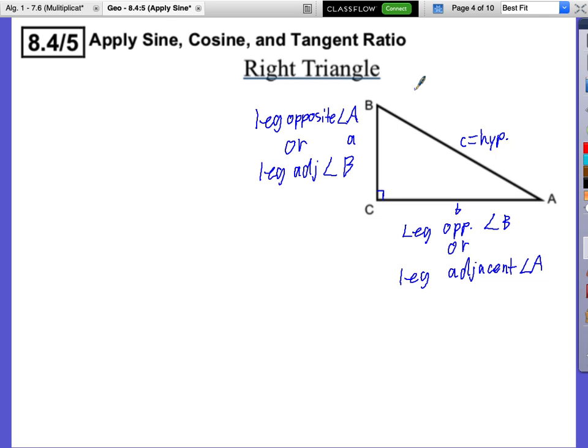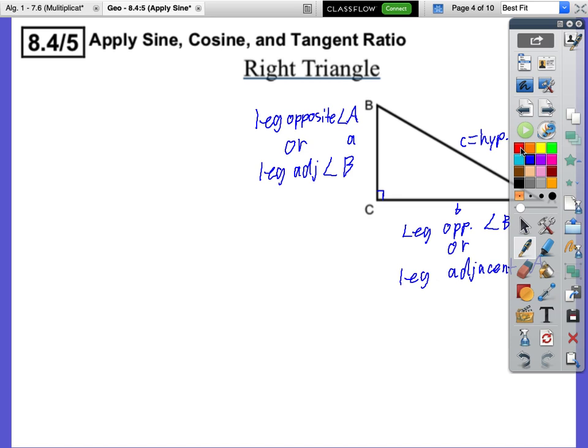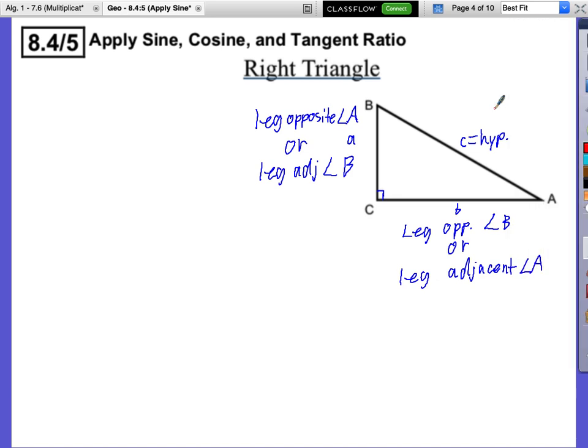Before we do, though, I want to talk about this a bit more and say it's all based upon what angle we're talking about here. So if we were talking only in terms of angle A, say we didn't even know this was angle B, and we didn't even know this was angle C, then what would we call this leg? Just the leg opposite angle A. And what would this leg here be compared to angle A?